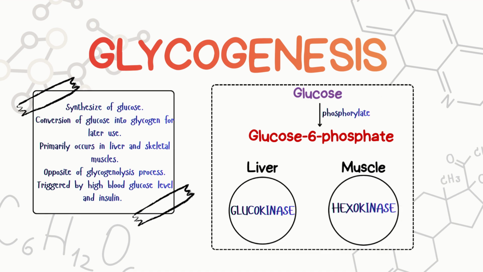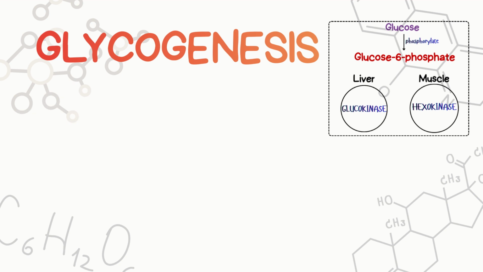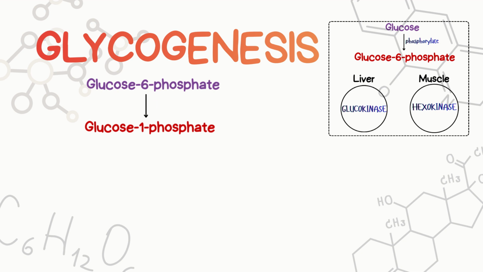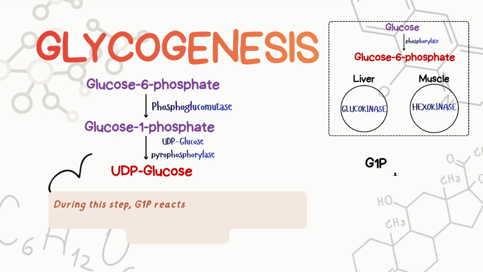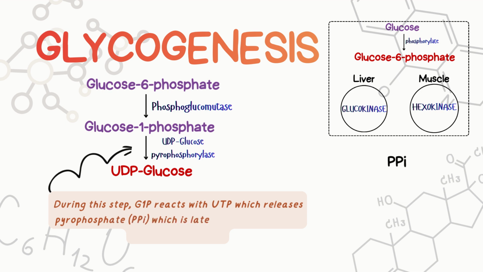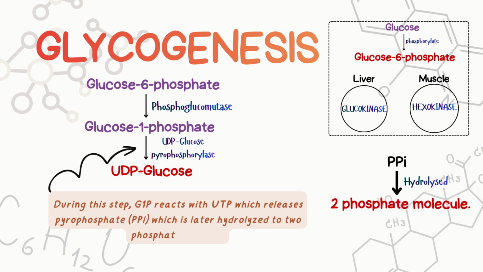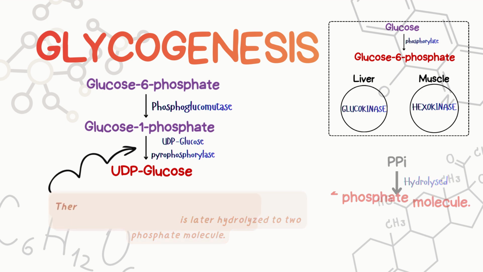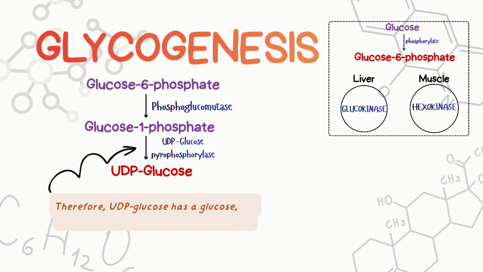So that is basically the first step, and keeping that in mind, we move to the next step where G6P is isomerized into glucose 1-phosphate. The phosphoglucomutase enzyme catalyzes this step. Again, G1P is then converted into UDP glucose, which sounds simple, but there are many steps involved here. During this step, G1P reacts with uridine triphosphate, UTP, which releases pyrophosphate, which is later hydrolyzed into 2 phosphate molecules. Now the result, UDP glucose, has a glucose, 2 phosphate groups, and a nitrogenous base, uracil.